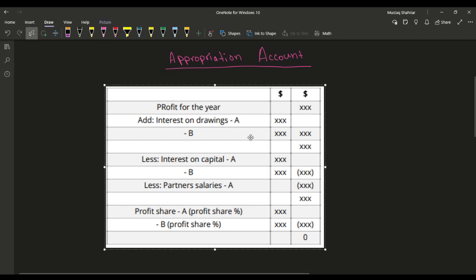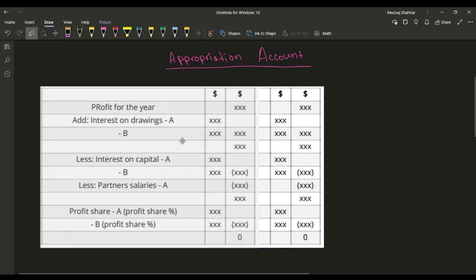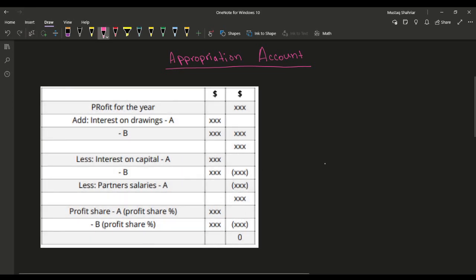Now I'll just move this to the side and discuss what should be included in an appropriation account and what should not be included. Firstly, profit for the year is included, definitely, and that is something we don't have to worry about in most cases. There might be some cases where you have to find the profit for the year and then create an appropriation account. Next up, we have interest on drawings. Let me use the highlighter.